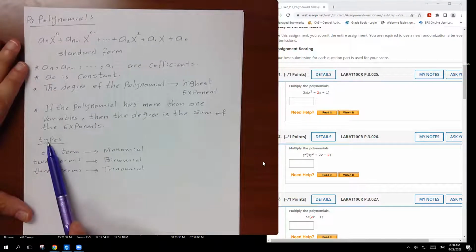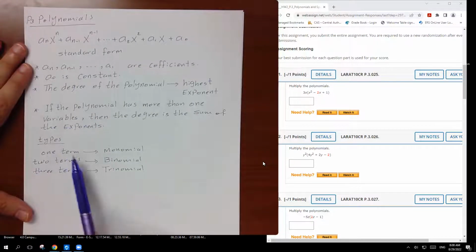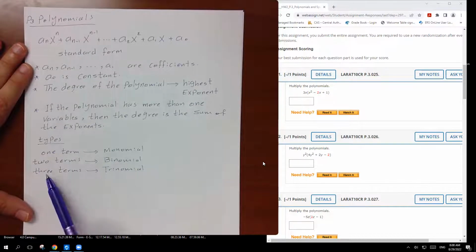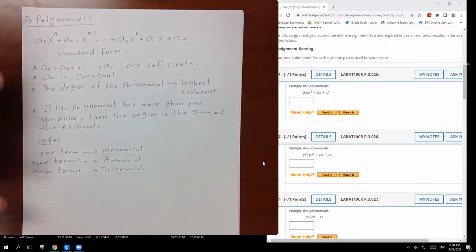The types of polynomial: if you have one term, it's called a monomial. Two terms, binomial. Three terms, it's called a trinomial. Let's do some examples about polynomials.